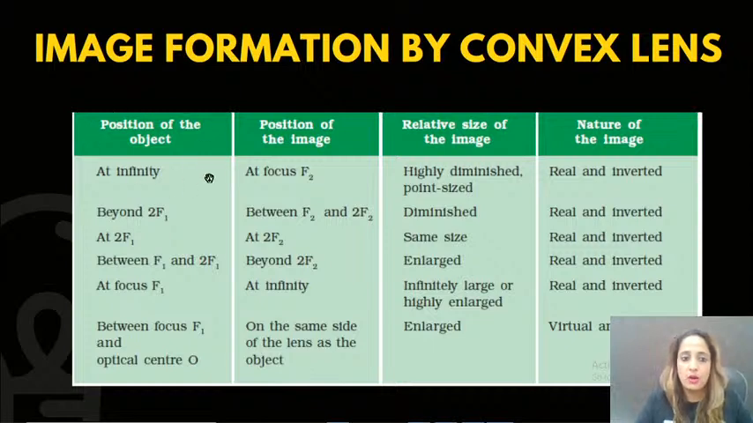So the position of the object is a very important point when it comes to image formation. The position of the object tells you whether it is at infinity, at 2F1, between F1 and 2F1, at focus F1, or between focus F1 and the optical center. So these are the 6 different conditions that we have here, and depending upon these conditions, we'll have different positions of the images, sizes of the images, and natures of the images.